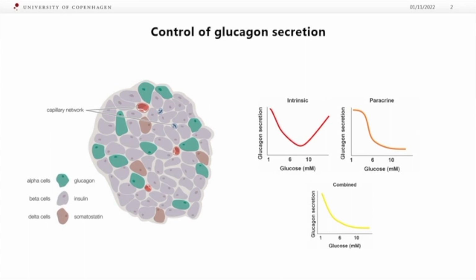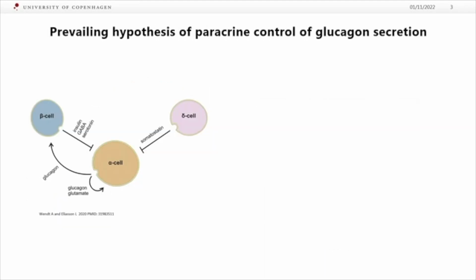glucagon secretion by glucose. The prevailing hypothesis of how the paracrine control of glucagon secretion works looks something like this. This is one way of looking at it. I think we're going to hear today that there are probably modifications to this scenario, but we think that the beta cell secretes insulin, GABA, and probably serotonin to inhibit the alpha cell. The delta cell signals by secreting somatostatin, and then the alpha cell can regulate glucagon secretion in a feed-forward mechanism by secreting glucagon and glutamate.